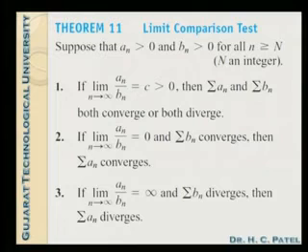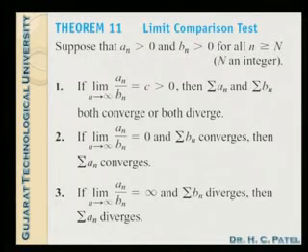Now the next is the limit comparison test. Given that a n and b n are positive, greater than 0 for all n greater than or equal to some fixed integer N. The first case: if the limit as n tends to infinity of a n by b n is equal to c, which is some fixed positive constant, then sigma a n and sigma b n both converge or both diverge.